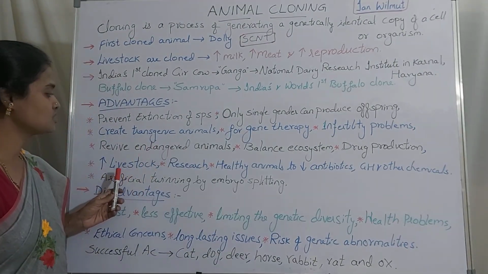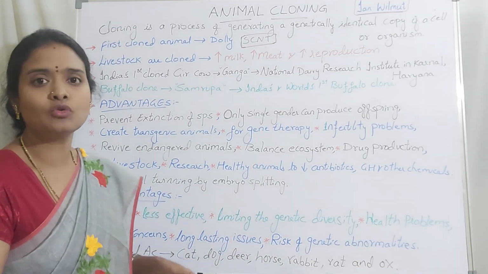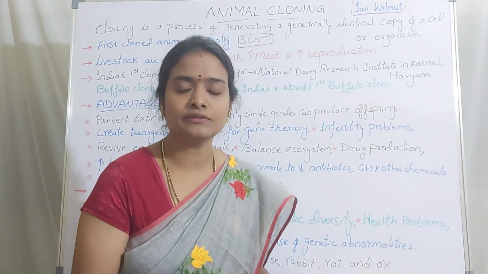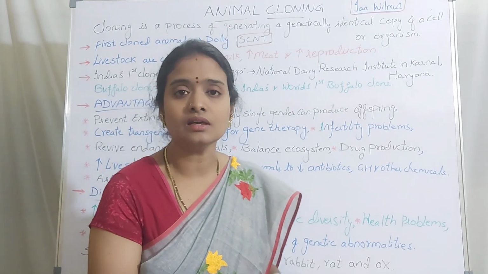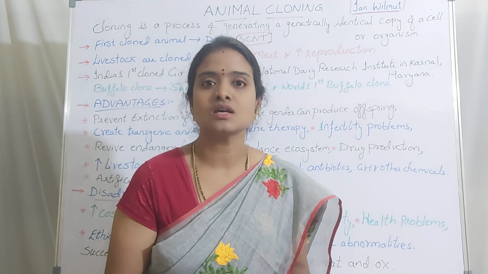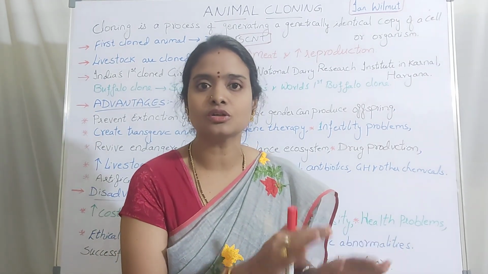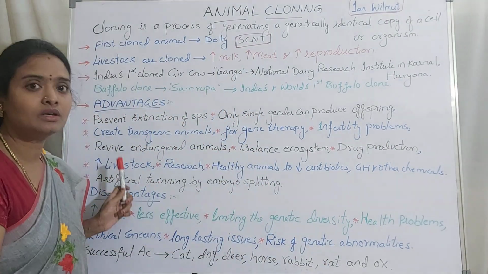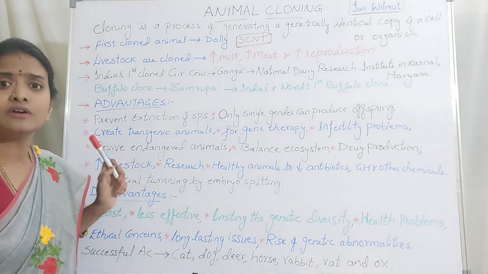The next advantage is increased livestock. In a farm, if you want to increase the number of cattle, what do you do? If you go for the normal breeding process, the superior quality may not be inherited by the next generations. You want only the superior quality cattle to be present. In that case, you go for animal cloning, where all the livestock will have a superior genetic makeup.